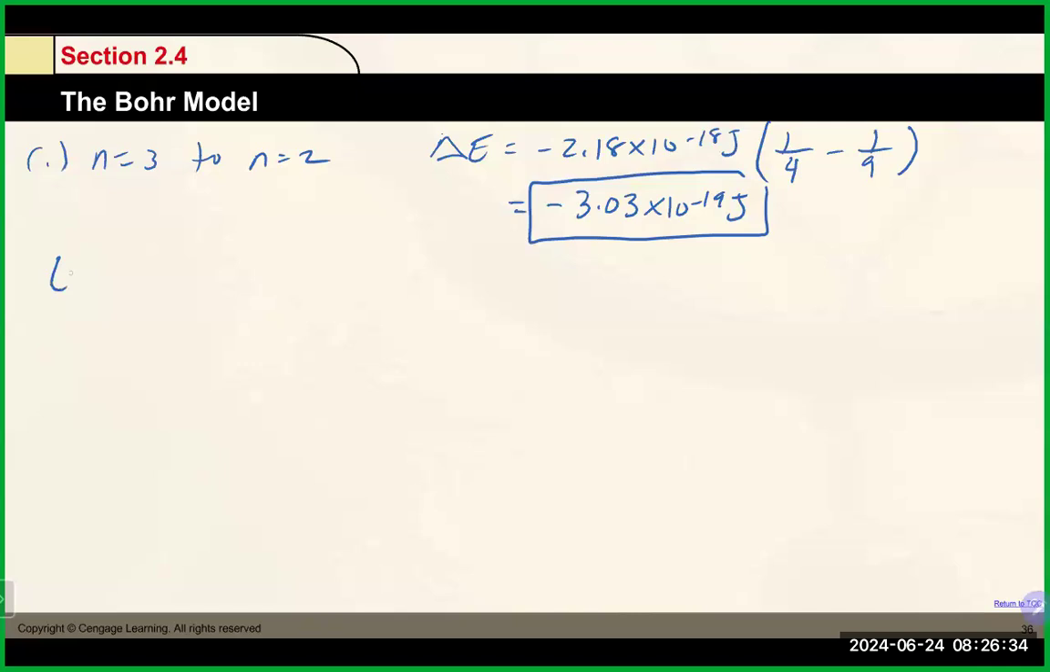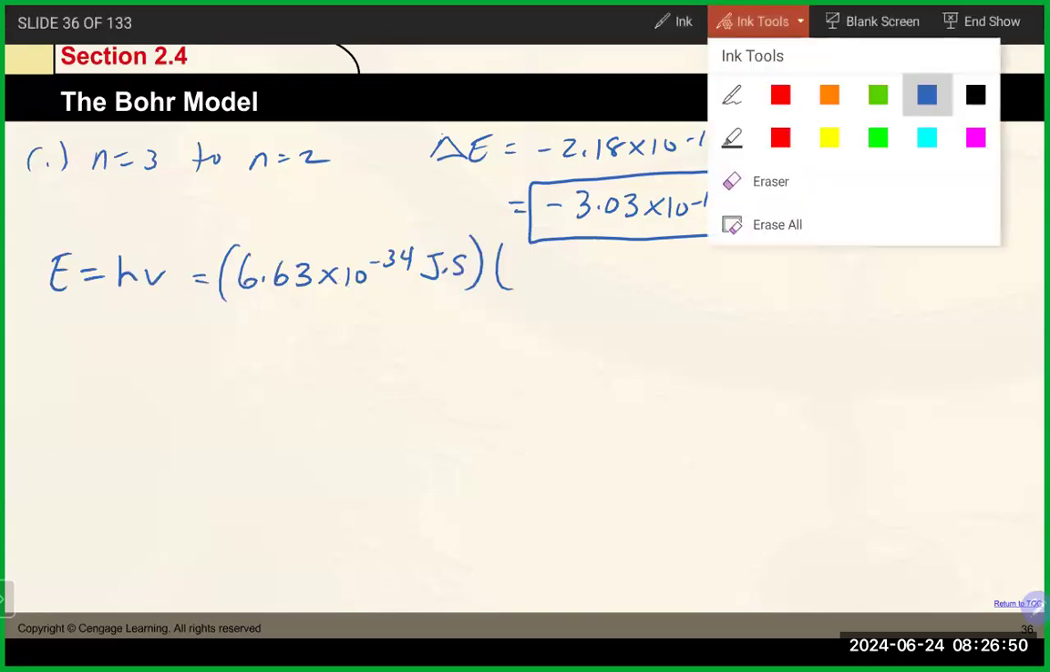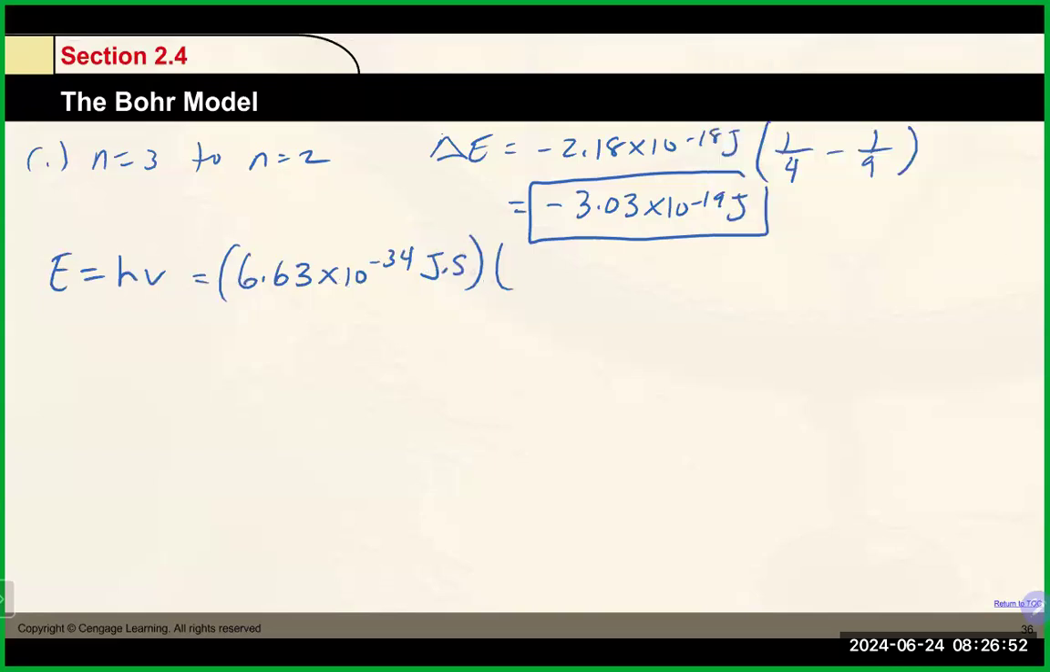Let's see, we'll just go for frequency next. E is equal to h times the frequency. So popping in there our Planck's constant times the frequency. Let me rearrange that there.